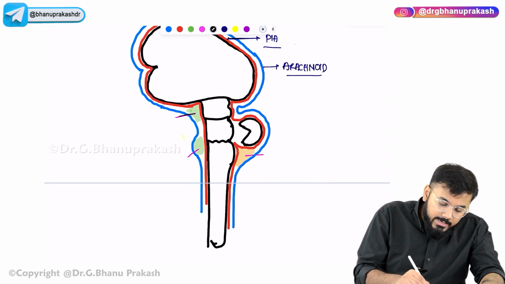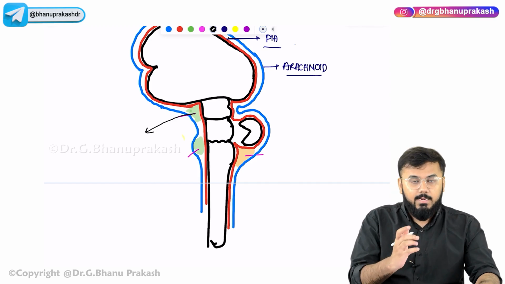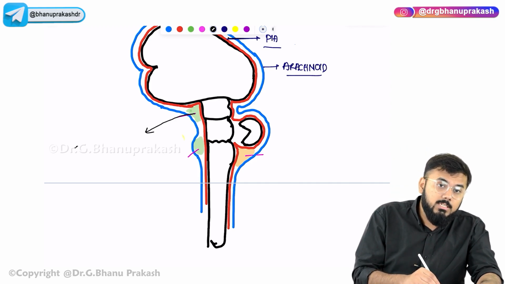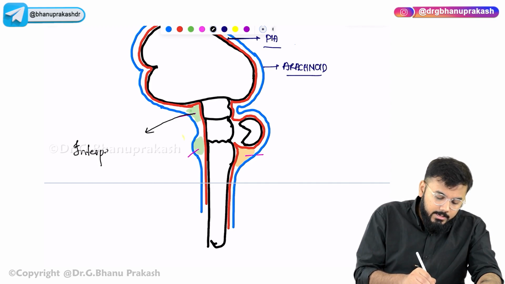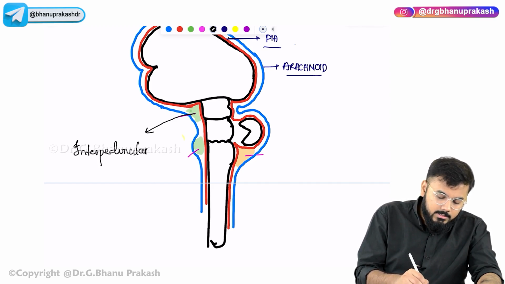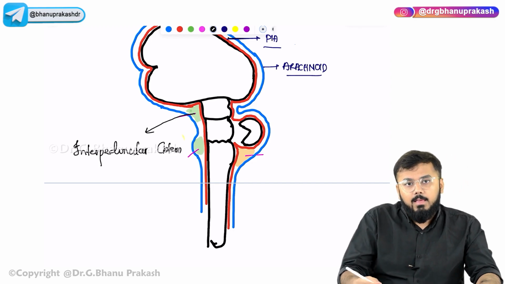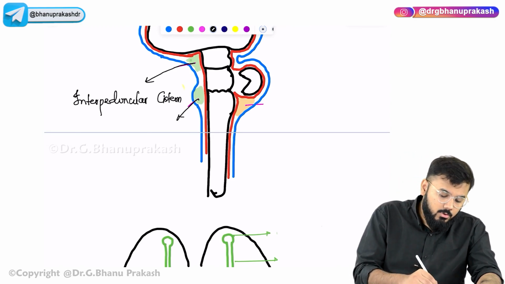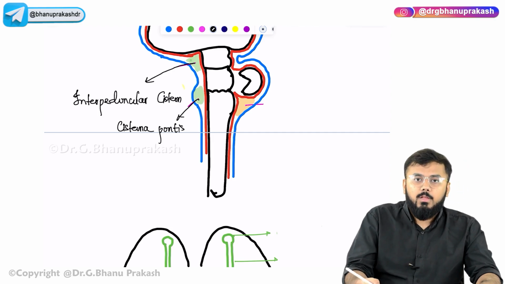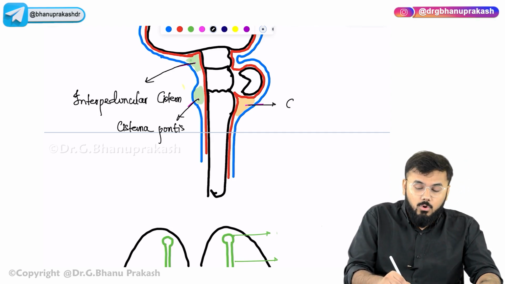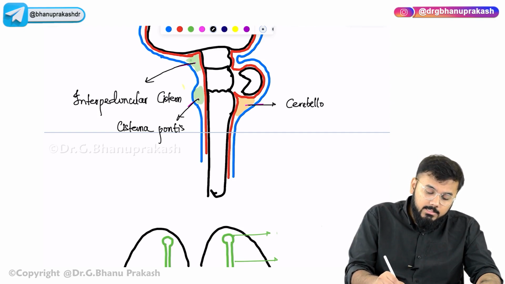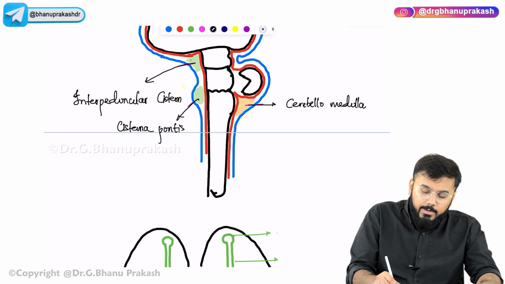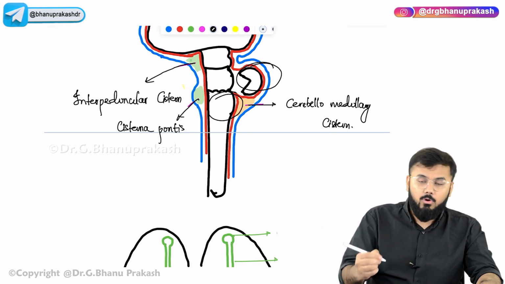For example, near the interpeduncular fossa region, you have a wider gap. This is called the interpeduncular cistern. Second important thing is that in front of the pons, you have a wider gap. This is called cisterna pontis. Next, here also you have a wider gap. This is called the cerebello-medullary cistern. Why is it called cerebello-medullary cistern? Because it is between the cerebellum and the medulla oblongata.